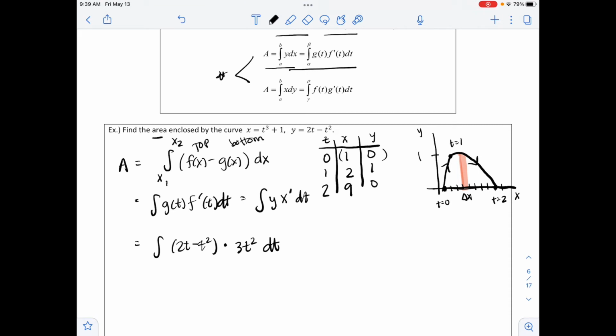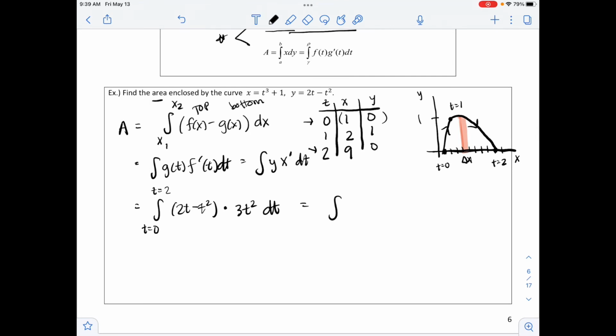And we're integrating this with respect to t, and so the lower bound that we have for t is 0, and the upper bound that we have is 2. And so it's going to go from t is 0 to t is 2. And so we can distribute in the 3t squared, and we end up with 6t to the third minus 3t to the fourth dt. And you can factor out a 3 if you would like. I will leave those in.